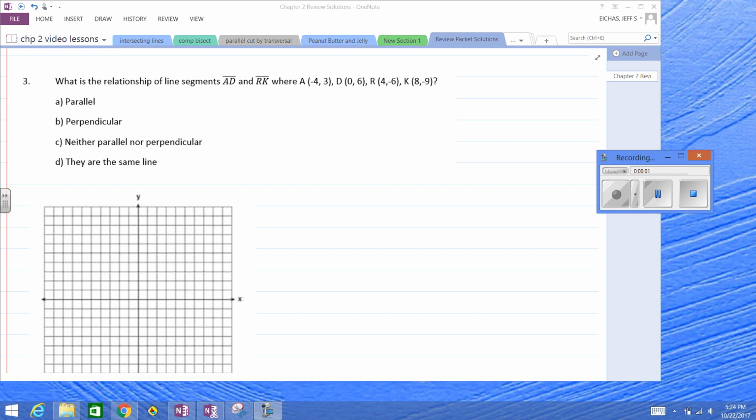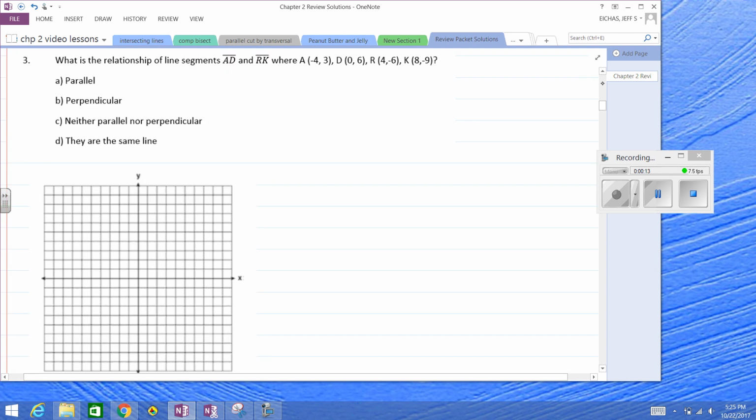Okay, so starting the second video, we're going to look at number 3 on the chapter review. So a couple ways to do this. We could do this one all algebraically, or we could do a combination of the two, either graphing and algebra. So if I can fit the points on the graph, I typically try to. Negative 4, 3 is A, so graph and label.